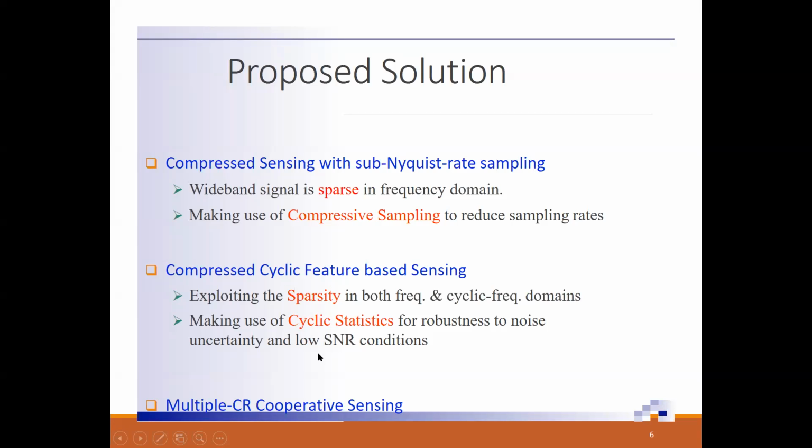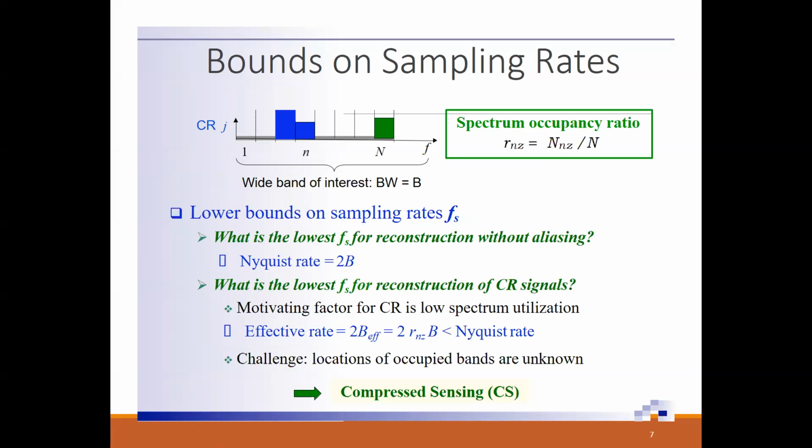Another part: not only sparsity, the wideband signal also has another property known as cyclostationarity. I will explain it in the subsequent slide. So can we combine and make use of these two advantages simultaneously and get something done? That is the idea of the proposed solution. Some thoughts on the sampling rate: many of you might be aware of the Nyquist rate and its challenges. When you think of the wideband signal, the Nyquist rate is very high. So what can we do? Go for compressive sensing.